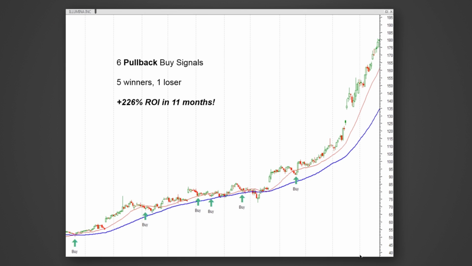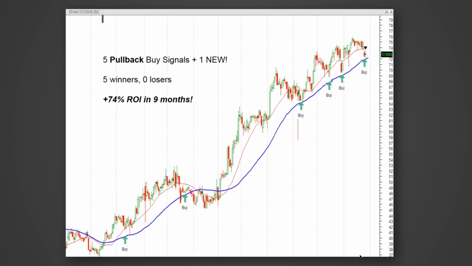I want to show you a second chart that had a new pullback signal yesterday, and it actually rallied quite hard today. So unfortunately, this is a little bit past its prime. This is EPAM. It's a software company, again, highly rated by all the analysts. It's ranked right up there on the IBD top 50 stocks.